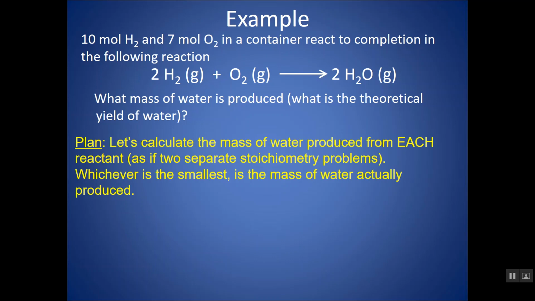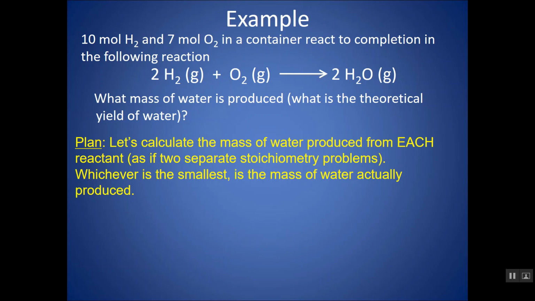So my plan is I'm going to take the 10 moles of hydrogen gas and do almost like one stoichiometry problem, just converting the 10 moles of hydrogen gas into my product. Then I'm going to do the same exact steps, except I'm going to be starting with 7 moles of oxygen gas, turn that into my product, and see which starting material gives me the least amount of product. Whichever does is my limiting reactant, and that's really going to guide how much product I can make.